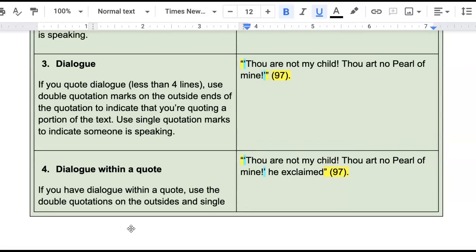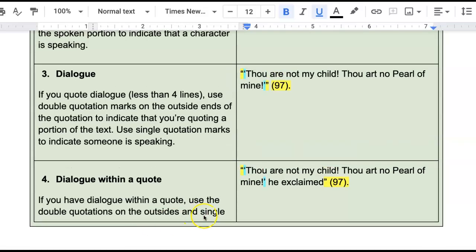Sometimes you have dialogue within a quote. For instance, here, you still have the double quotation marks at the beginning and the end because all of this is word for word from the text. But only this first part is actually the dialogue. So you have the double quotation here and a single to indicate dialogue. Here is the end of the dialogue, and here is the end of the quote.